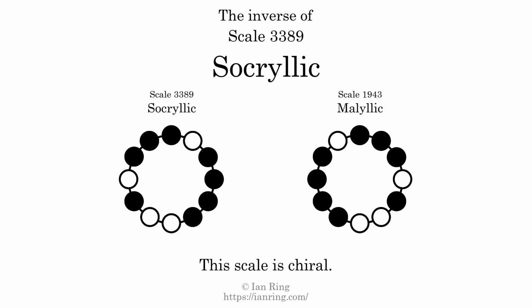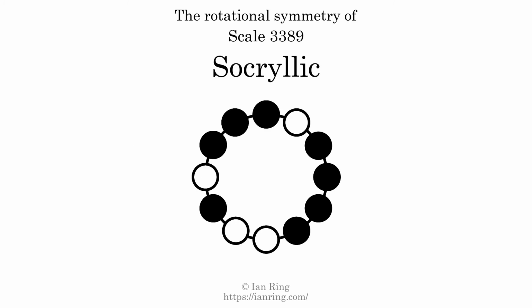The inverse of a scale is a mirror image. It is what you get when the sequence of intervals is reversed. The inverse of this scale is scale 1943, also known as Socryllic. This scale is chiral. It cannot transform into its inverse by rotational transformation. This scale has no rotational symmetry.